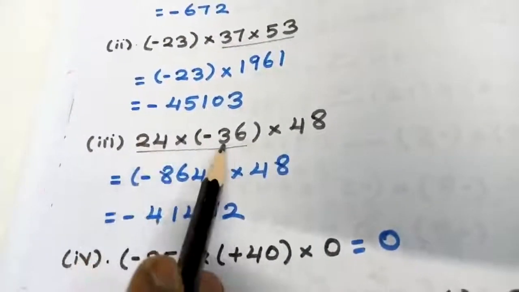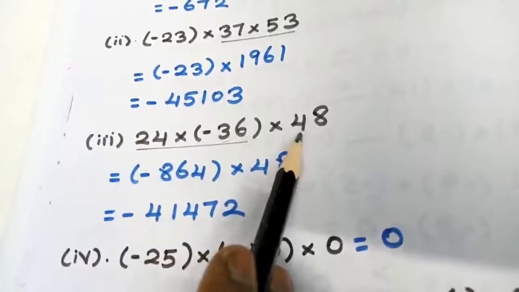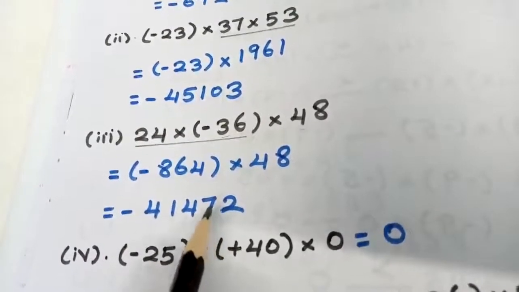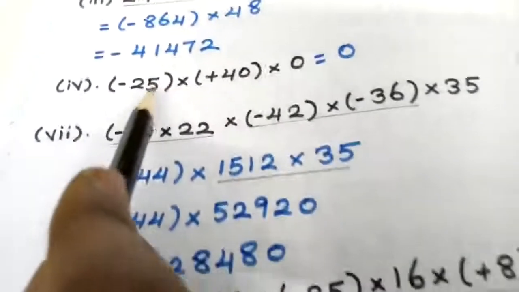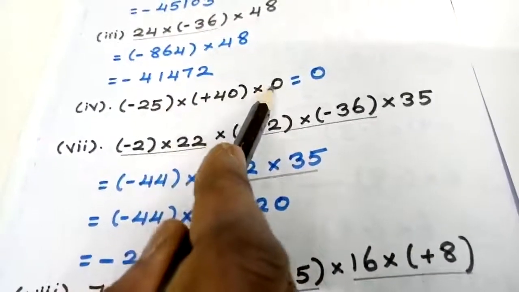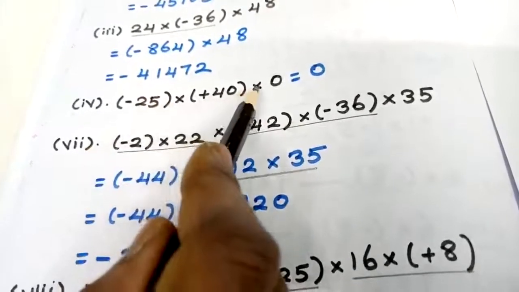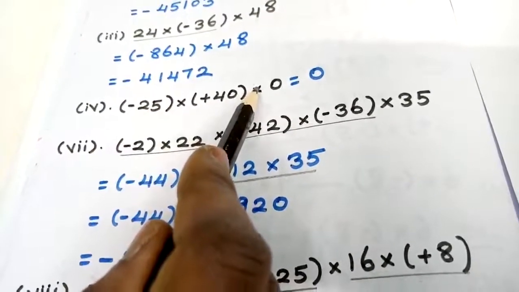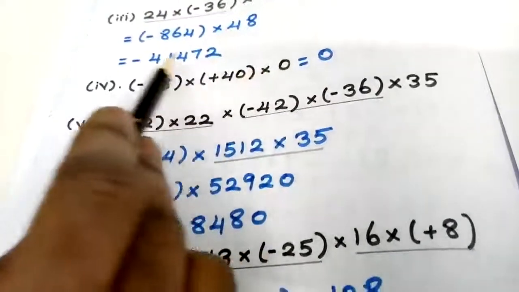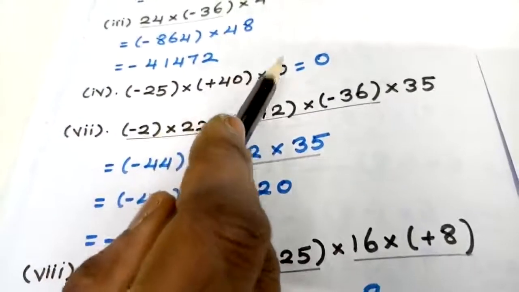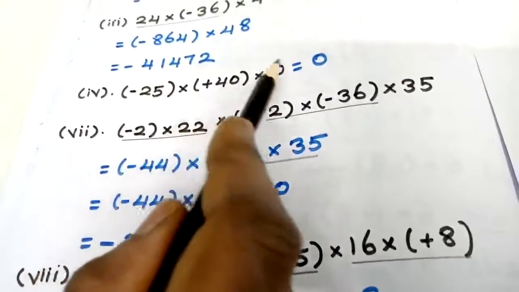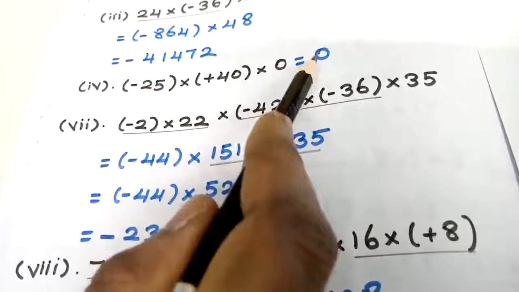Similarly for all these cases you can do. Not necessarily the first two, you can take the next two also. But if you do the calculation in the correct method, automatically you will get the correct answer. Coming to question number 4, wherever you are going to get a multiplication by 0, automatically the answer is going to be 0. Any number multiplied by 0 will automatically be 0. The answer will be 0. You need not do the calculation, you can directly write the answer as 0.